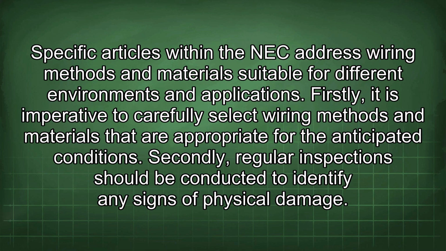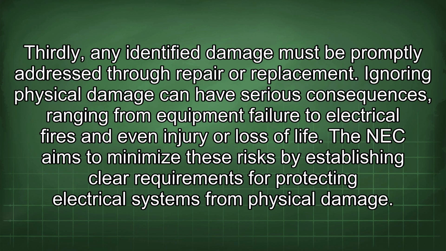Firstly, it is imperative to carefully select wiring methods and materials that are appropriate for the anticipated conditions. Secondly, regular inspections should be conducted to identify any signs of physical damage. Thirdly, any identified damage must be promptly addressed through repair or replacement. Ignoring physical damage can have serious consequences, ranging from equipment failure to electrical fires and even injury or loss of life. The NEC aims to minimize these risks by establishing clear requirements for protecting electrical systems from physical damage.